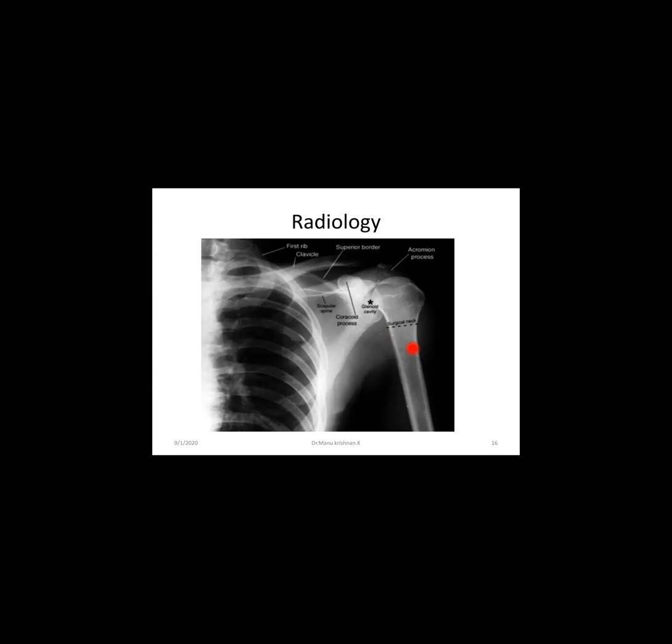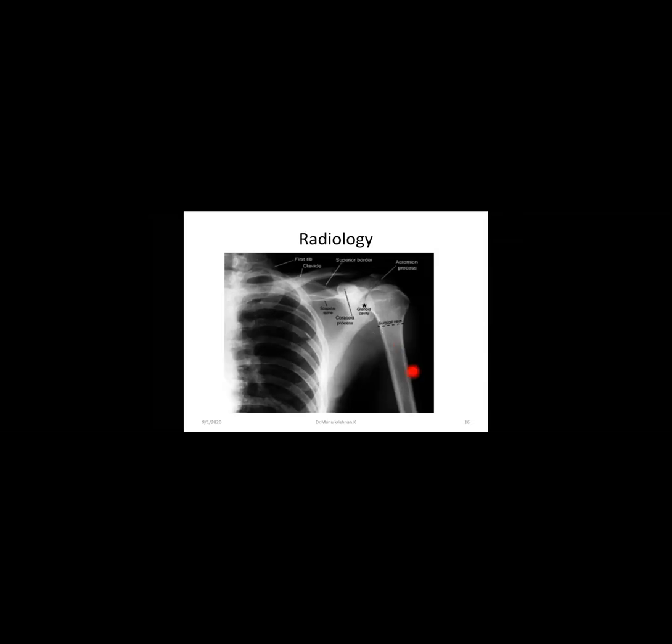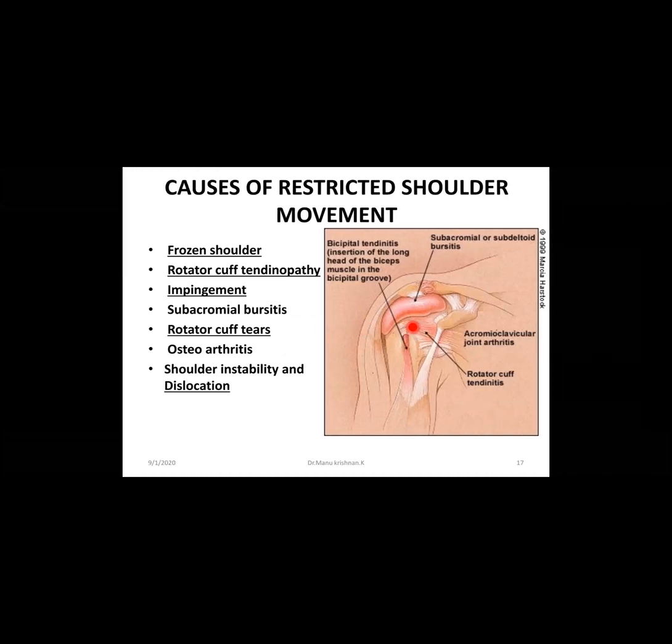Like you might be curious about how you can differentiate the dislocation. Okay, so for that purpose, I'm just giving you the basic radiology idea here. So this defines the basic radiological view of the shoulder joint. And here, these are the causes of the restricted shoulder movement. So you can write it as the applied anatomy or the clinical anatomy of the shoulder joint.